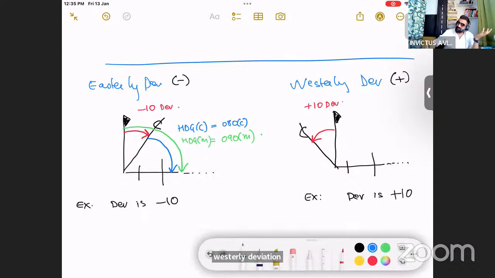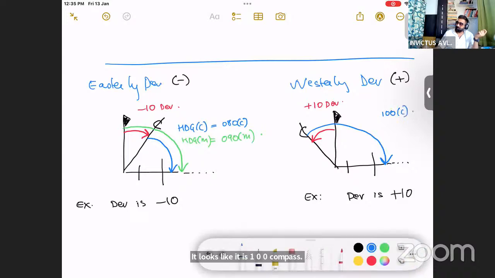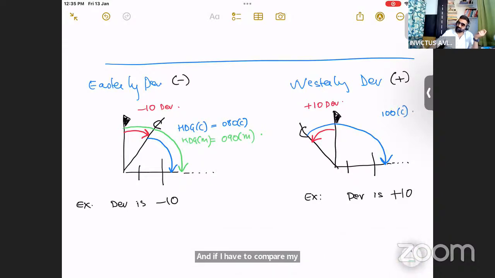my compass heading is measured from compass north to the aircraft longitudinal axis. It looks like it is 100 compass. And if I compare my magnetic heading, then I see it is the same. Magnetic heading 90 degrees, 090 magnetic.